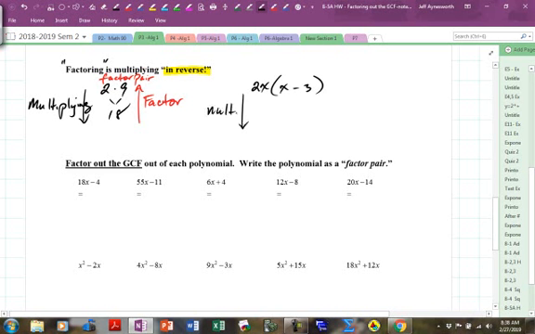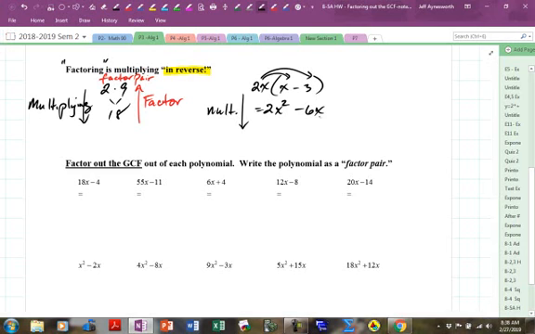All right, well, you distribute through. 2x times x is 2x squared. 2x times a negative 3 is a negative 6x. All right, that's called multiplying, distributing through. We've done that in our previous lessons, extensively.